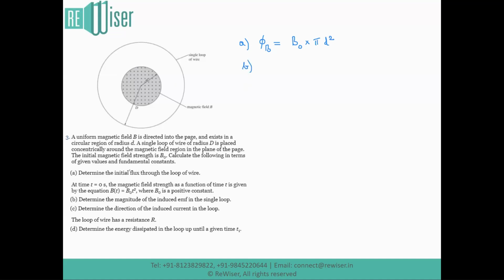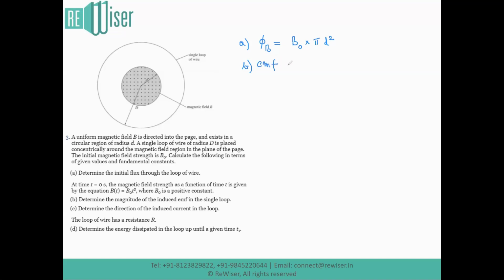Part B tells us that at time t equal to 0, the magnetic field strength is a function of time given by the equation B in terms of t is B naught into t square, where B naught is a positive constant. Determine the magnitude of induced EMF in the single loop.